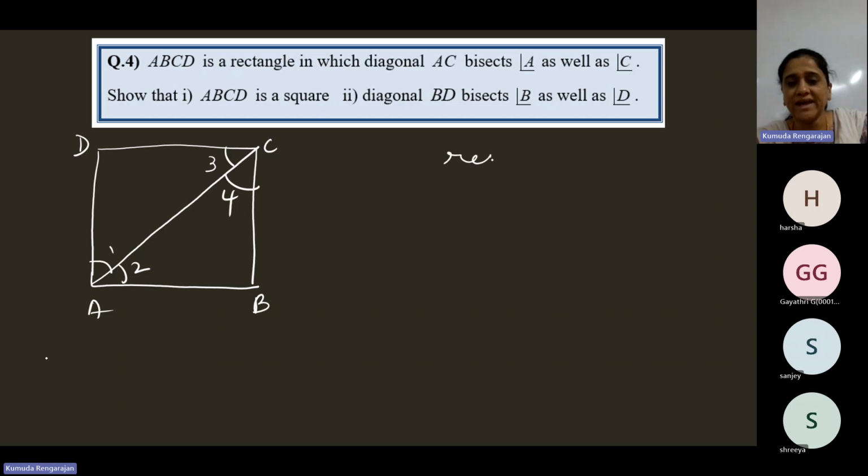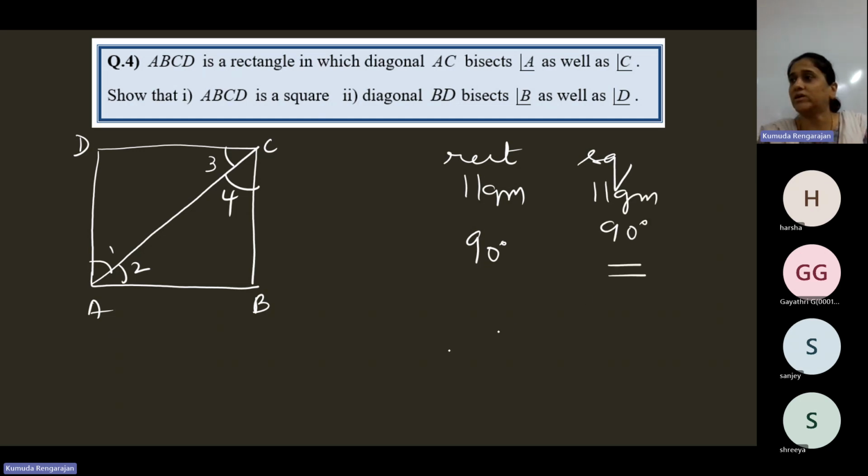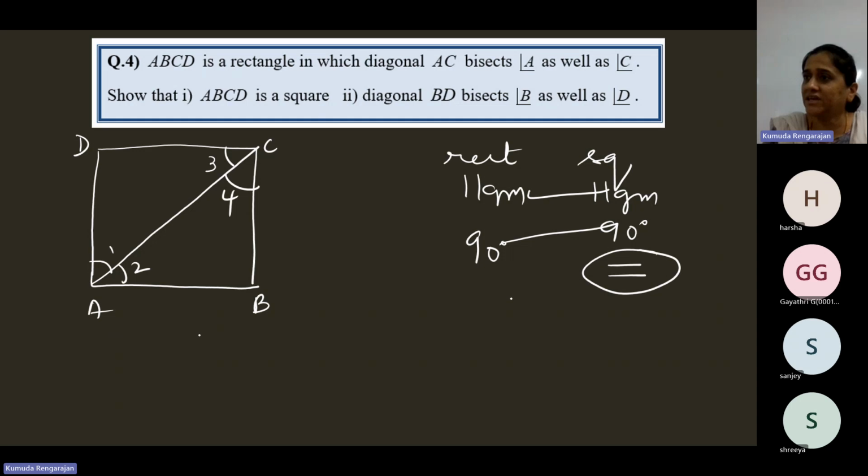What we have is a rectangle. We need to prove it's a square. A rectangle is a parallelogram in which one angle is a right angle. A square is a parallelogram in which one angle is a right angle and all sides are equal. So this is the one other thing which you have to prove. These two we already have, right? All sides are equal, we'll have to prove. But again, opposite sides are already equal. So it is enough to prove one pair of adjacent sides are equal.